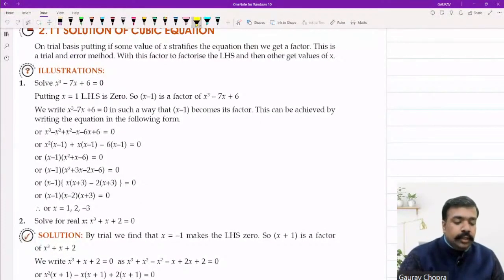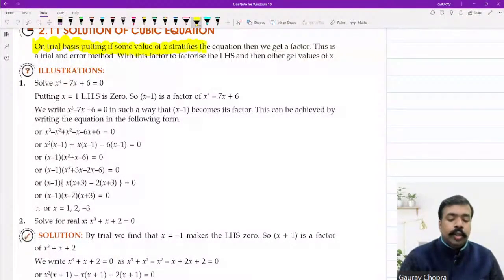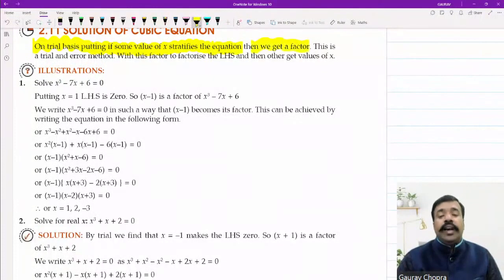So we can see that on a trial basis, if putting in some value of x satisfies the equation, then we get a factor. If something satisfies, then we will get the factor. And this is a trial and error method. This method is known as the trial and error method. So what we have to do is assume one value and try.